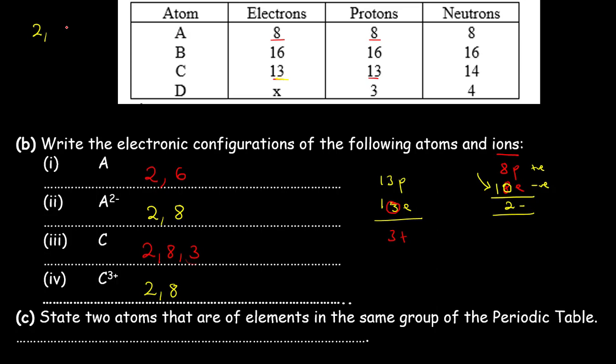So A, electronic configuration is 2, 6. B, it has 16, it will be 2, 8, 6. C has 13, 2, 8, 3. And D, it has 3 electrons, which will be 2, 1. So you'll find that actually among these 4, 2 of them have the same number of electrons in the outermost energy level, which is A and B. So the atoms will be atom A and atom B will be in the same group, which is group 6.